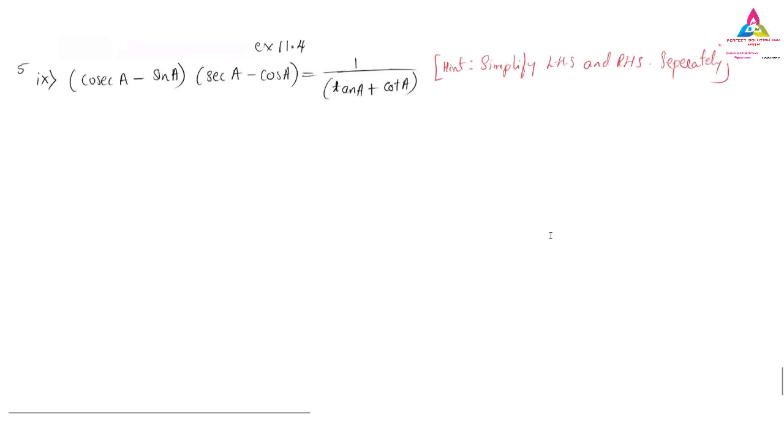So in exercise 11.4, the fifth main ninth one: (cosecant A minus sin A)(secant A minus cos A) is equal to 1 by (tan A plus cot A). So this is a question, and here they have given one hint for you. What is that hint? Simplify left hand side and right hand side separately. Separately we have to solve.